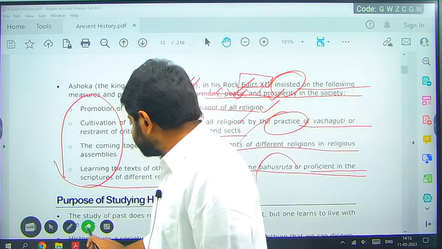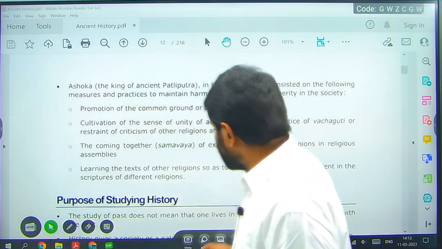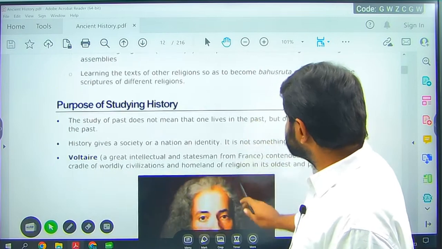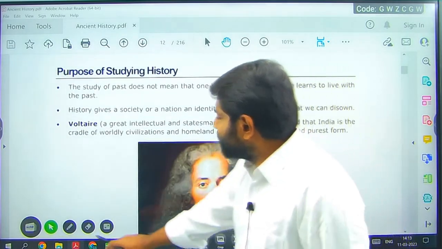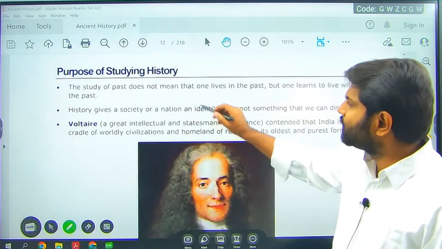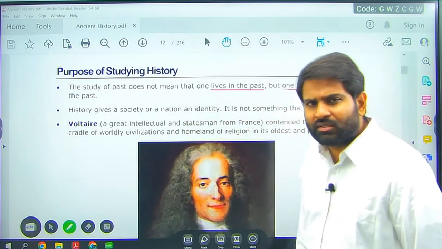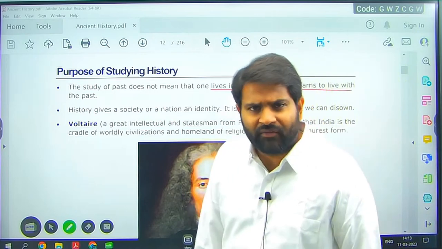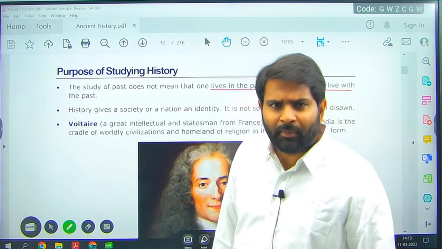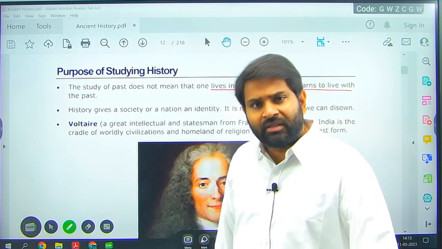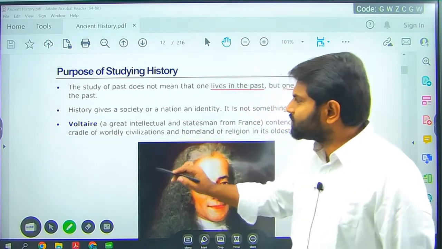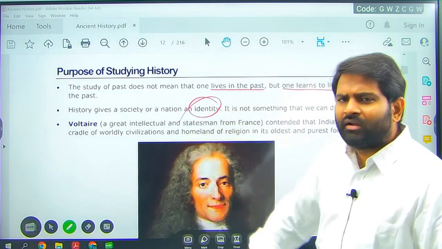So, as I said, the purpose of reading history of the past does not mean that one lives in the past, but one learns to live with the past. So, understanding of history is to learn the past and learn to live with the past. History gives a society or a nation an identity, right?